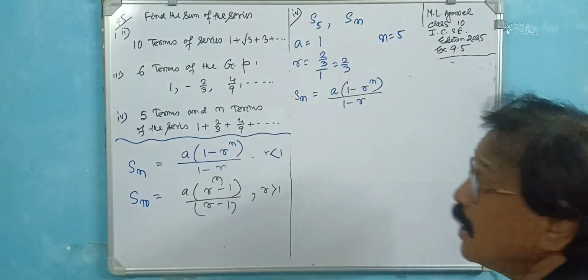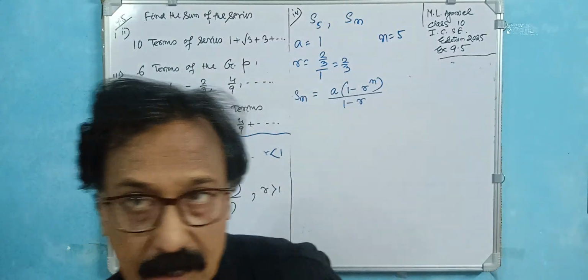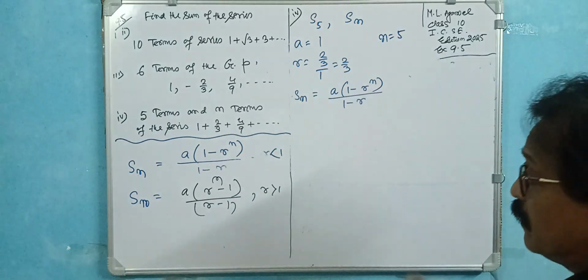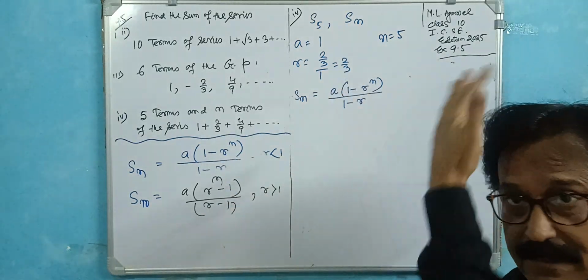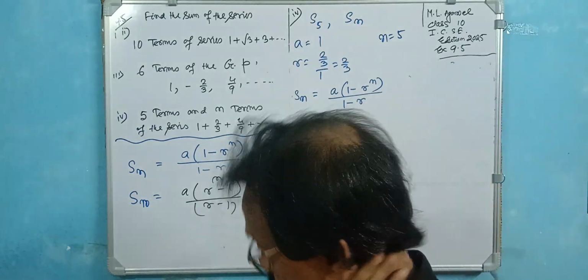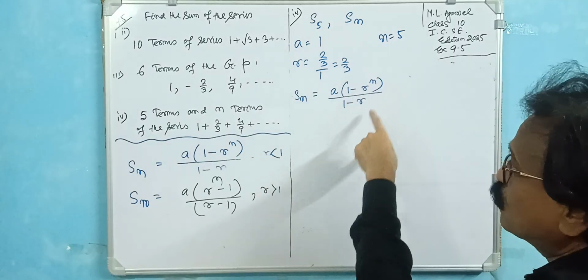From here, first you determine whether R is greater than 1 or less than 1. If it is greater than 1, use this formula. If it is less than 1, you use this one. Here 2 by 3 is less than 1. Clear? Okay. So Sn is equal to a bracket 1 minus r to the power n.